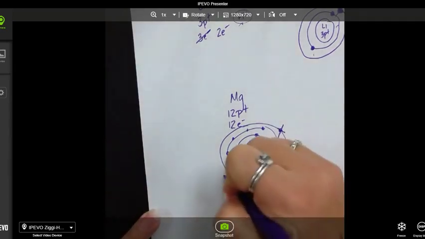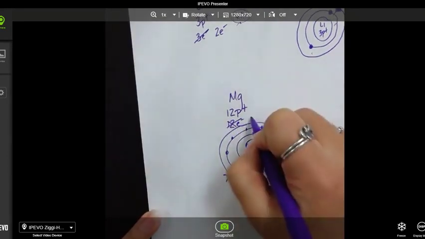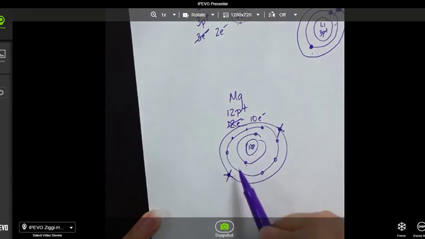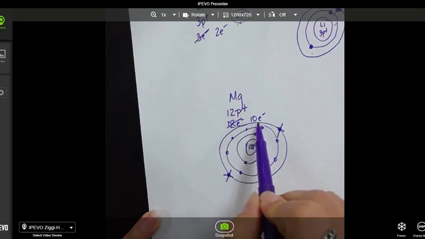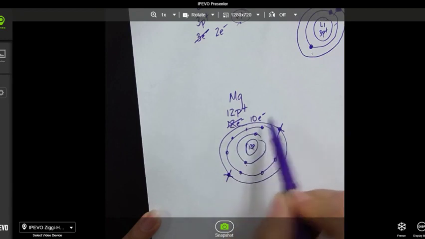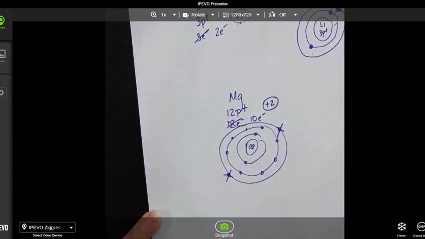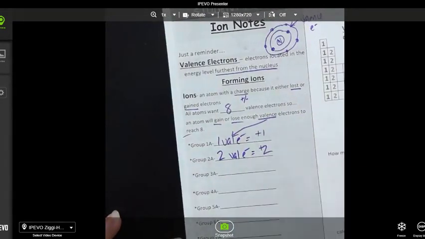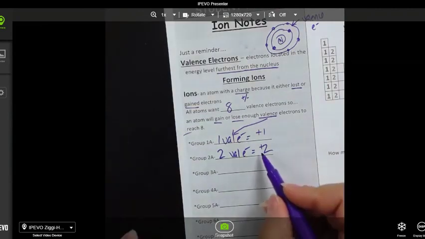So it's going to lose these 2 outer electrons, so it no longer has 12 electrons. Now it has a total of 10, right? 1, 2, 3, 4, 5, 6, 7, 8, 9, 10. So if it has 12 positives and 10 negatives, what is its total charge? 12 positives, 10 negatives, that makes a charge of +2. So group 2A is +2. If it loses 2 electrons, it's going to have more protons, so it's going to be +2.